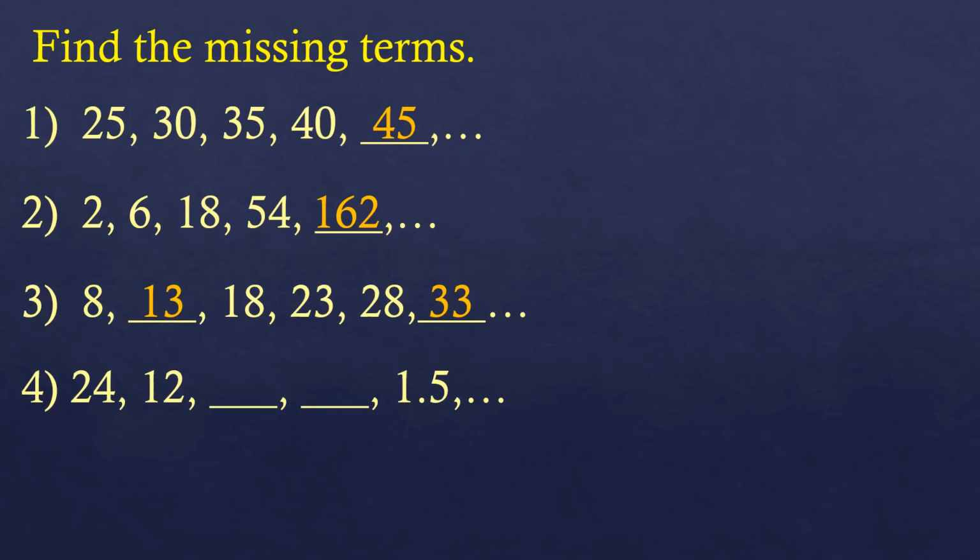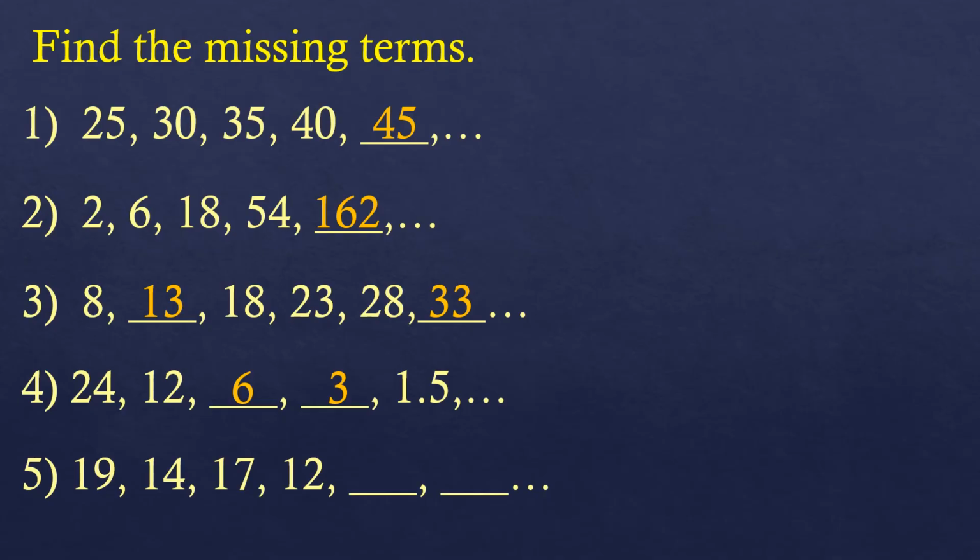Now for the fourth sequence, 24 minus 12 is 12. But 12 minus 12 is 0 and it will end up as a negative number. And I don't think it's a negative number because it has 1.5 at the end. So probably this is divided by 2. Let's try: 24 divided by 2 is 12, 12 divided by 2 is 6, 6 divided by 2 is 3, 3 divided by 2 is 1.5, which is correct.